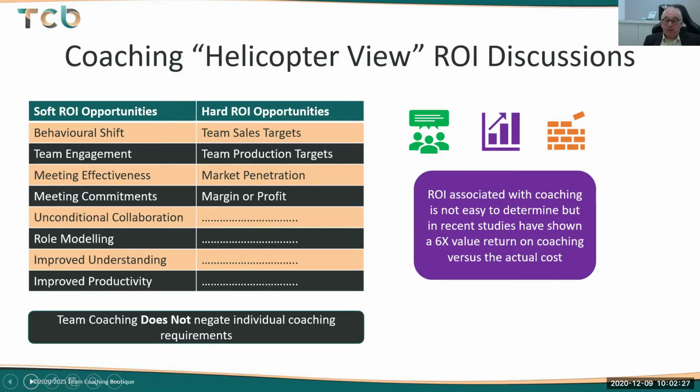Because ultimately, we're not just doing this for fun. There has to be a hard outcome. Businesses need to survive, right? But that will be down to the client, stakeholder, and the team to work out what's really important. And again, just on the right here, there's a bit of a heuristic, and there is data, and we're trying to compile this all the time within the ICF. But there is a 6-times return on investment in coaching.